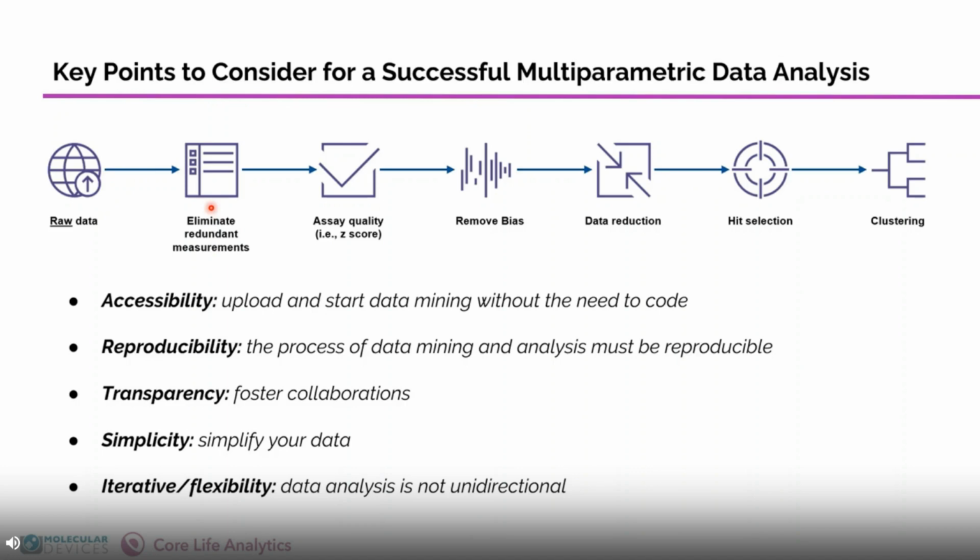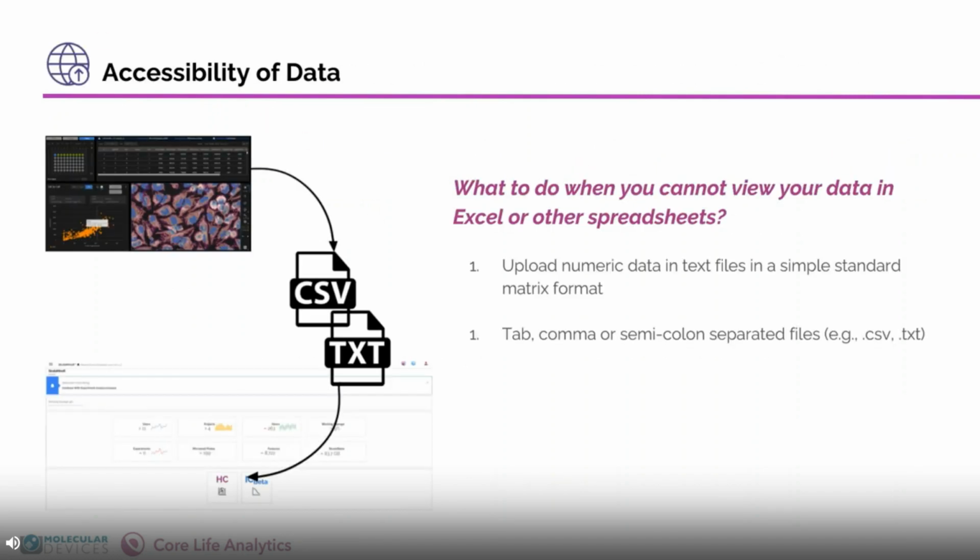And the workflow that I will go over today includes assessing the raw data, eliminating redundancy in your dataset, basically simplifying your data, quality control, removing bias in your dataset, data reduction, and then hit selection and clustering. So let's dive right into this workflow I was talking about in a little bit more detail.